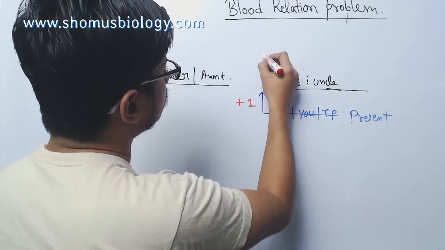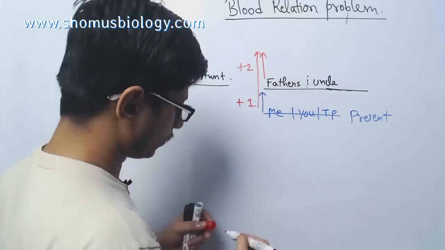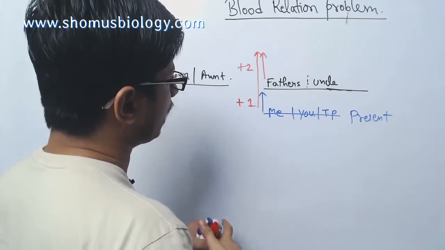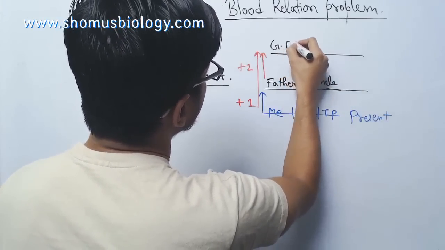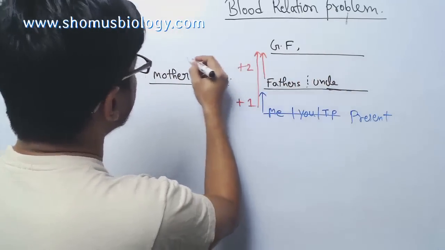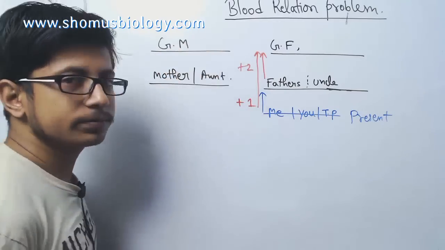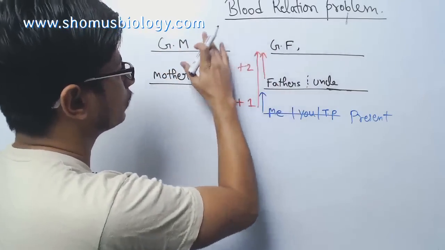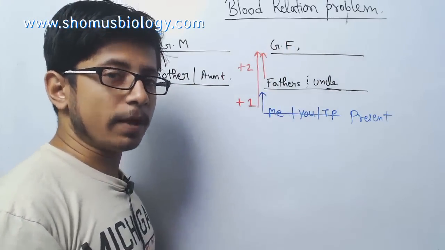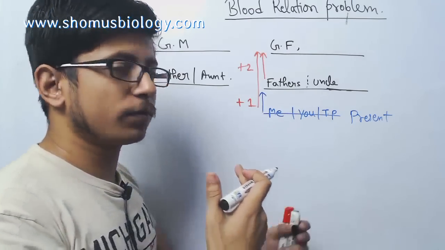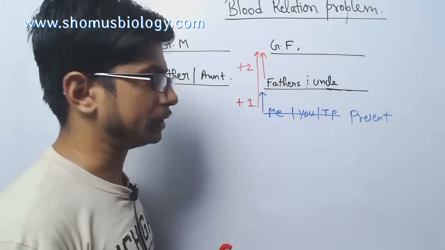Now if you go two generations up, what will we have? In case of male, we have grandfather, and in this case we will have grandmother. Two generations up: for male, grandfather; for female, grandmother. Now this grandfather or grandmother can be from your father's side, or it may be from your mother's side, but whatever side it is, we call them grandfather or grandmother.